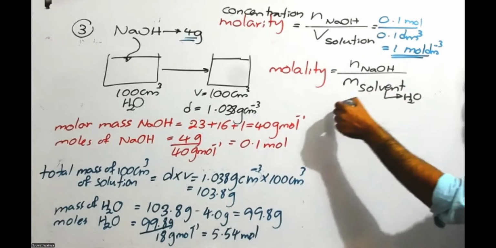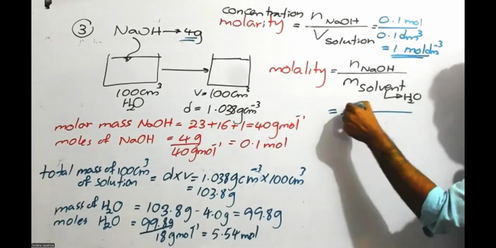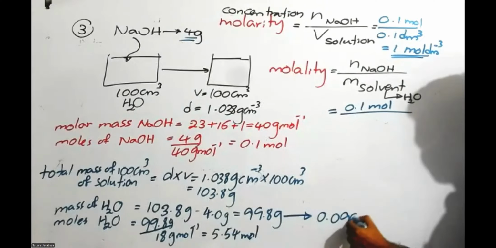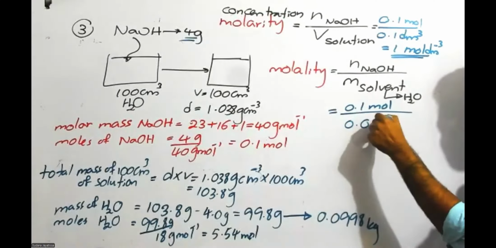And then, to find molality, 0.1 moles divided by the mass of water. Here is the mass of water, but we need it in kilograms, so divide by 1000, or 0.0998 kilograms. Divide by that, and then you will get the answer in moles per kilogram.